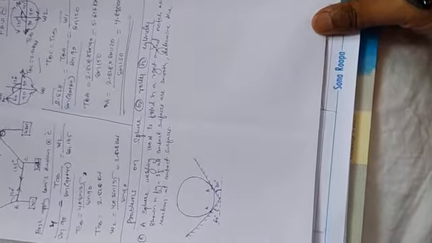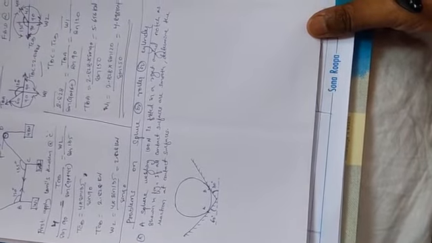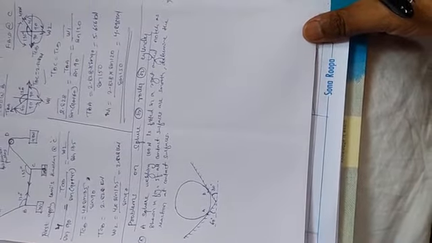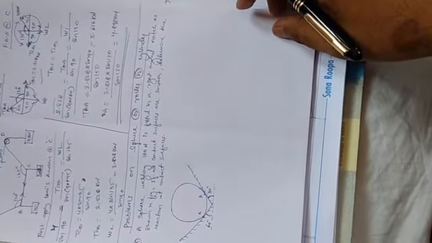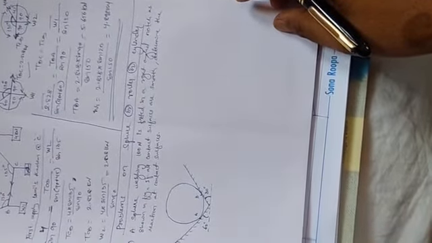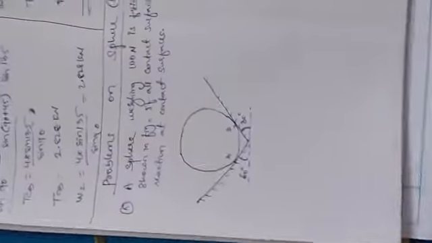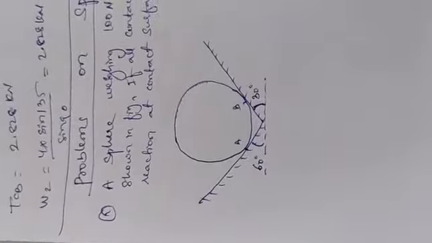Here the statement is given: a sphere weighing 100 Newton. The weight of the sphere is 100 Newton, and it is fitted in a right-angle notch, as shown in the figure. If all contact surfaces are smooth, determine the reactions at the contact surfaces. Now look at this figure. I will zoom it out.